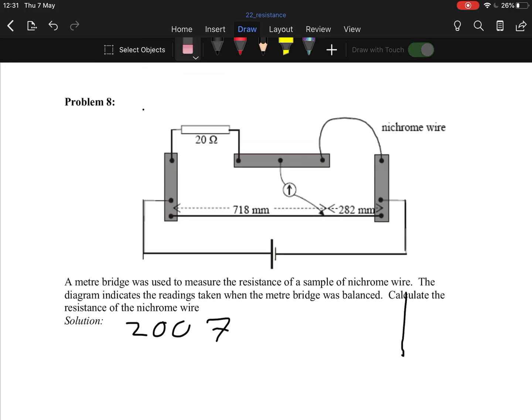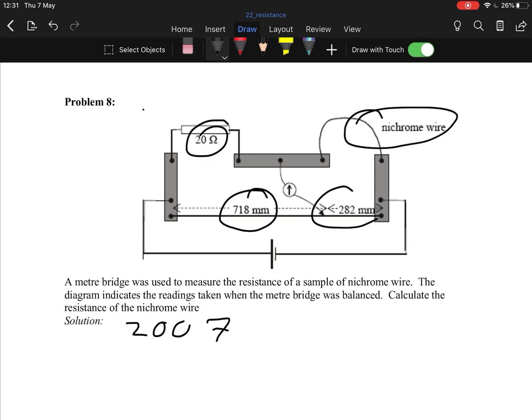We have our Wheatstone bridge here, okay? We have values. We have a 20 ohm, we have a nichrome wire, we have that distance, that distance. This is the plus side of the battery, that's the minus, so that's coming over here. So that is R1, that is R2, that is L1, that is L2.